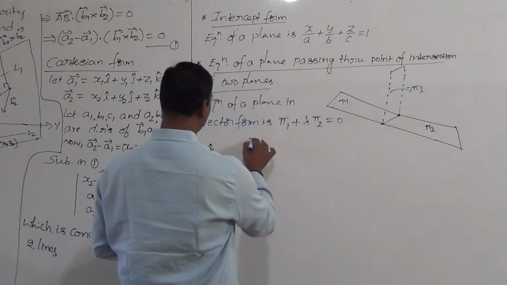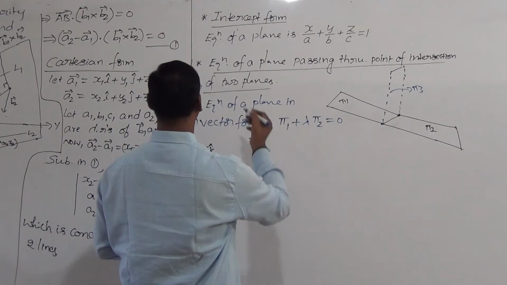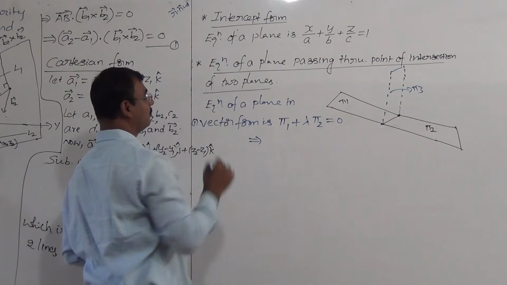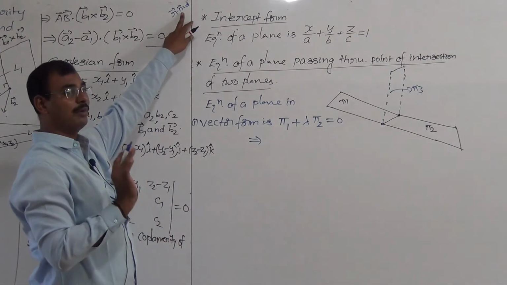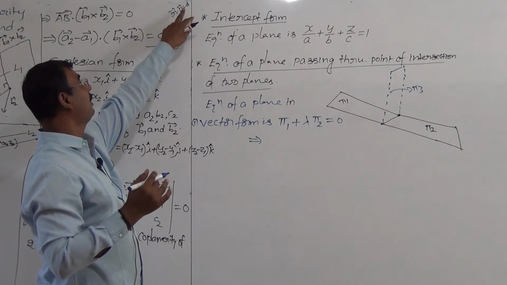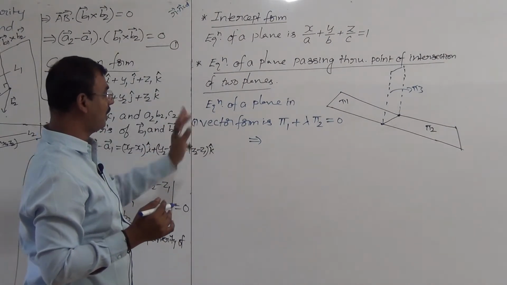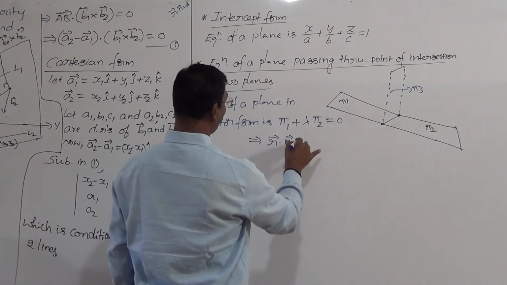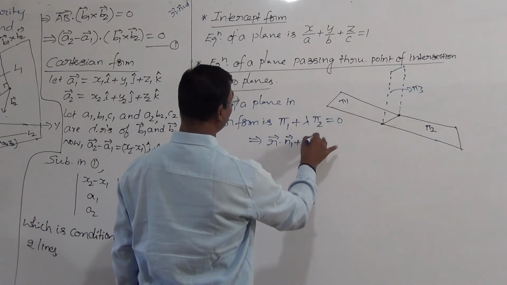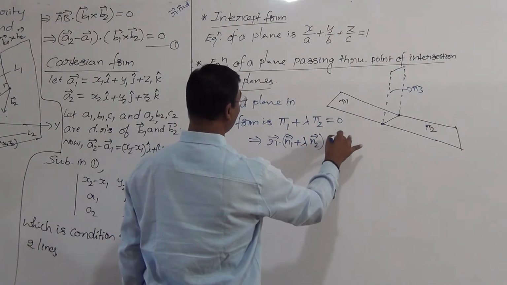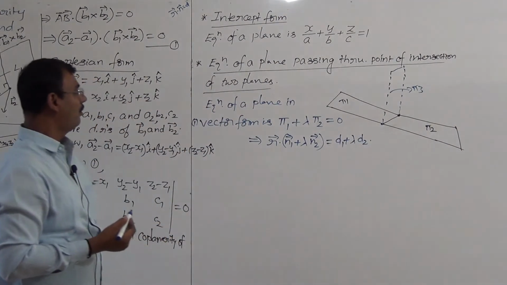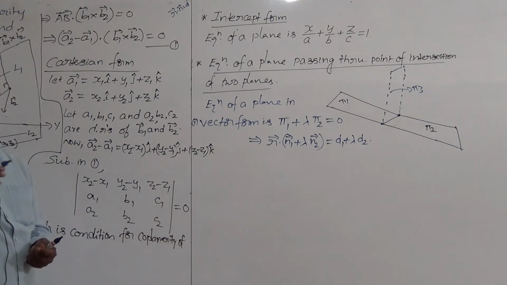If we want the plane equation, we know that the equation of a plane is r bar dot n bar is equal to d. Here n is the normal vector, so we take only the normal vector. So that is r bar dot (n1 bar plus lambda times n2 bar) equals d1 plus lambda times d2. This is the vector form of the plane equation passing through the line of intersection of two planes.